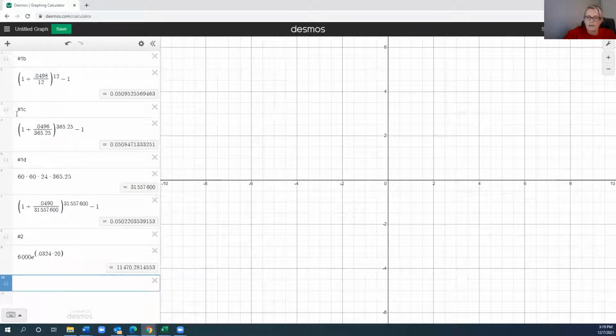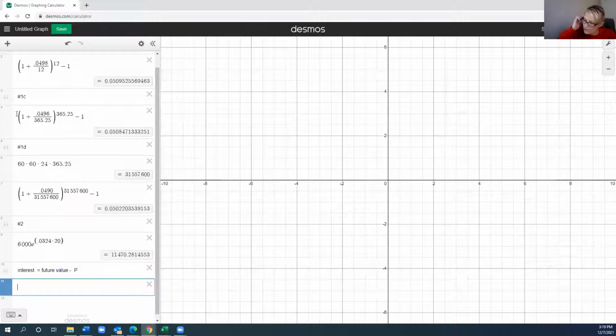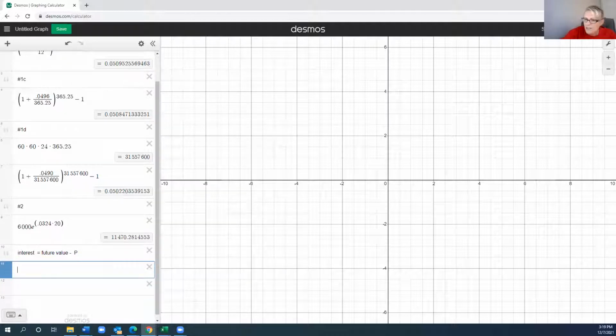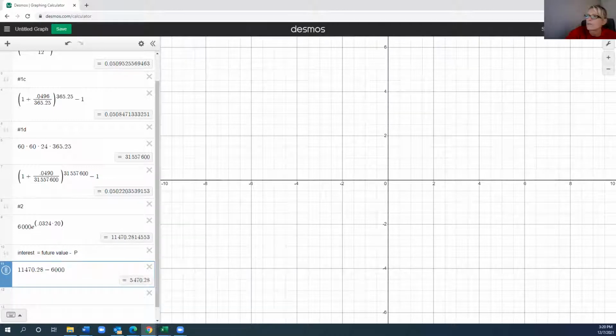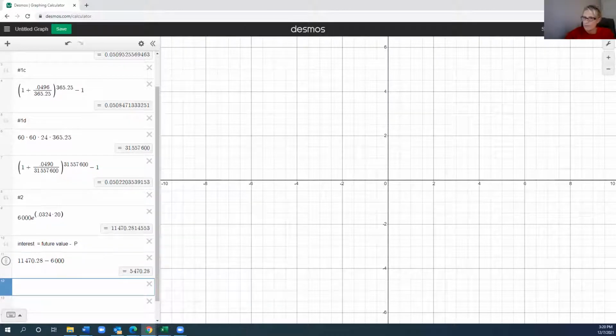is taken by taking my future value and subtracting my P. Okay, so that means my interest is going to be taking that $11,470.28, and subtracting that $6,000 I started with, and that will tell me how much interest I actually earned, which is $5,470.28.